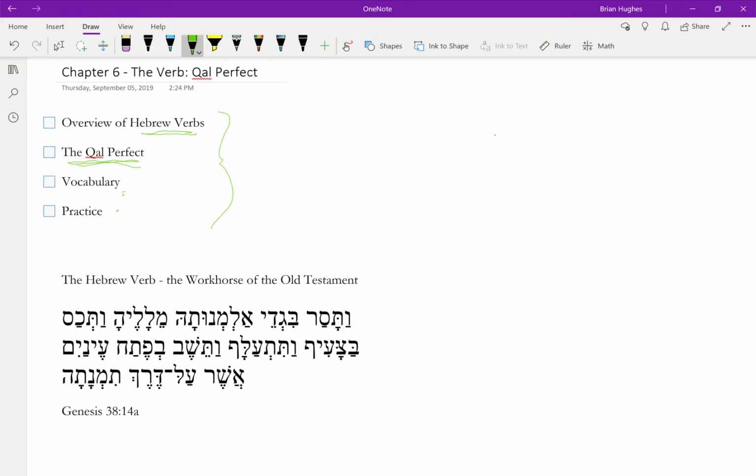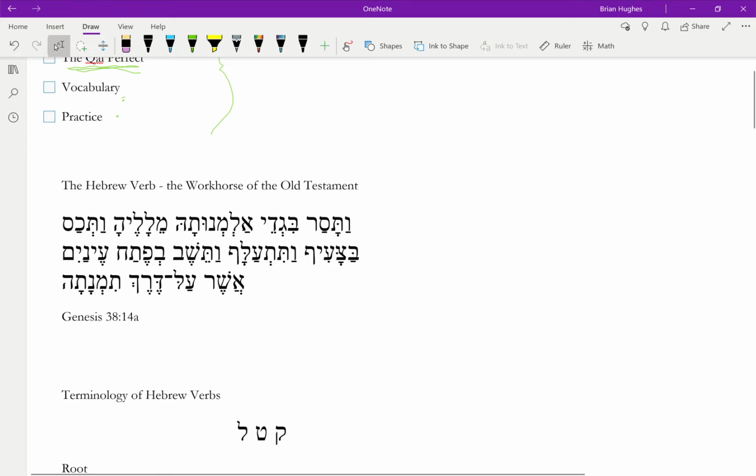So the Hebrew verb is the workhorse of the Old Testament. It does a lot of work in terms of the meaning of a passage, and you can guess that already. That's just what verbs do, but it seems you're going to spend a lot of your time translating the Old Testament working on verbs and figuring out, well, what's this one doing? Why is it doing it?